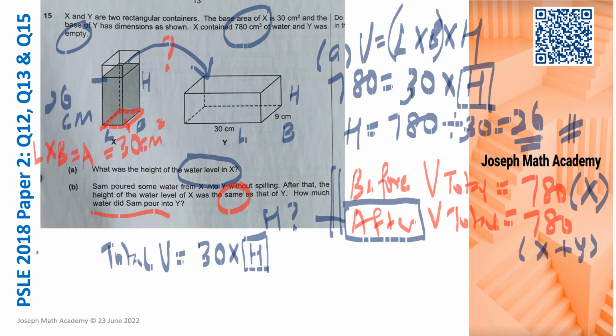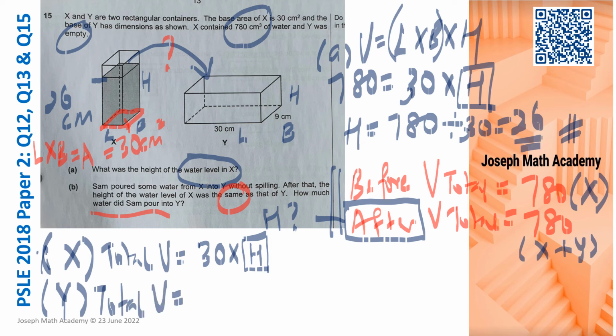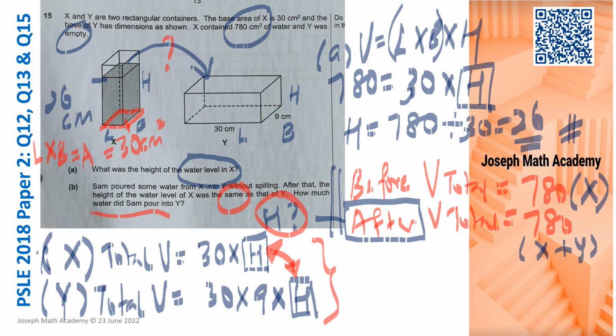So after pouring water from X to Y, container X volume will be 30 times H. Then container Y volume will be length times breadth times the same H. These two values of H must be the same height, so we use the same letter to represent it. Now, these two added up should give you 780.